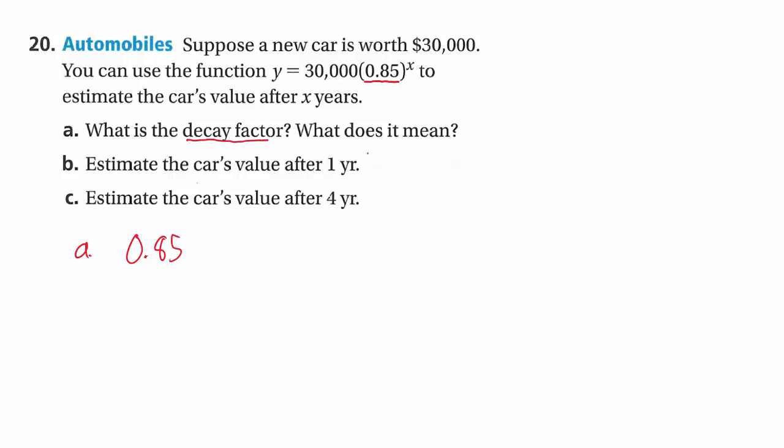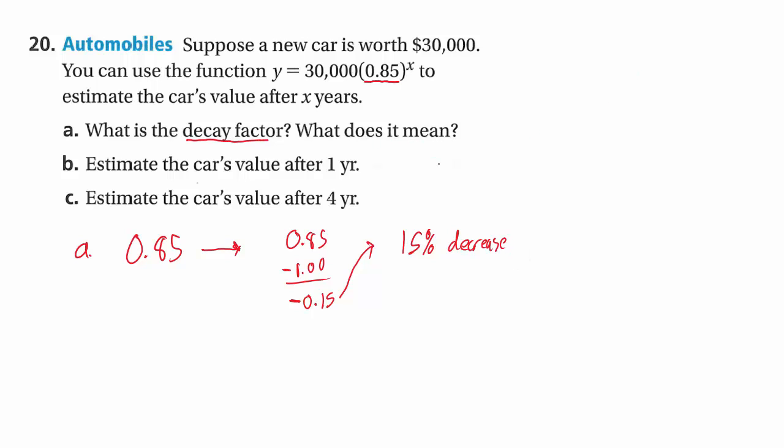0.85. But what does it mean? A 0.85 decay factor, if we take 0.85 and we subtract 1, we get negative 0.15. Now, here's what that means. This means a 15% decrease in value each year.